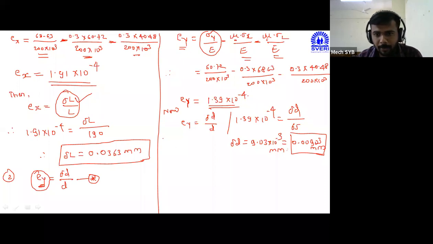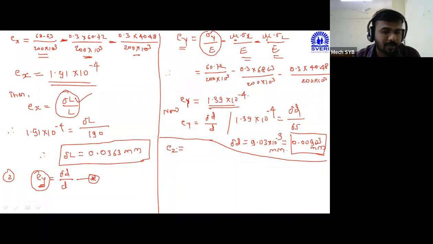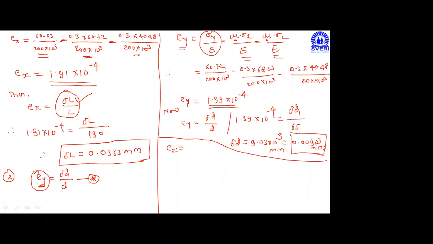Now tell me the epsilon z formula. Epsilon z in the form of change in dimension upon original dimension. Can anybody? Epsilon z is equal to change in dimension upon original dimension. Which parameter is present in the z direction? Width. Delta b upon b. Original width. Change in width upon original width.